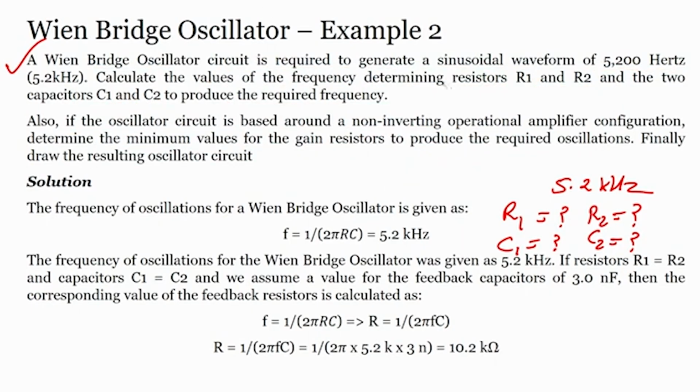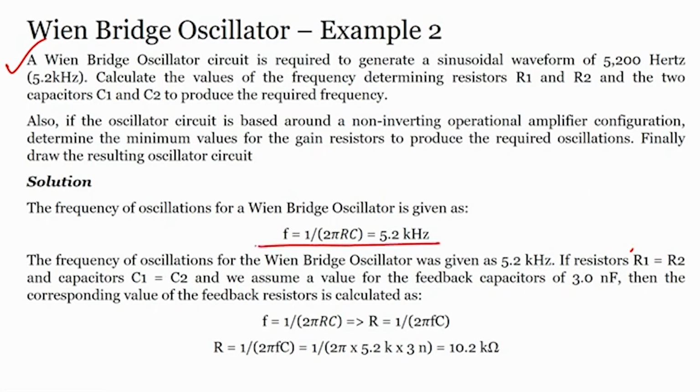Let us see how we can solve this problem for the given set of values, alright. Starting with, we know the frequency formula, right, f equals 1 upon 2 pi RC, and 5.2 kilohertz is given. Now, this is the frequency formula for the Wein bridge oscillator. If resistor R1 equals R2 and C1 equals C2, we assume a value of the feedback capacitors to be 3 nanofarad. Let us assume it to be 3 nanofarad.